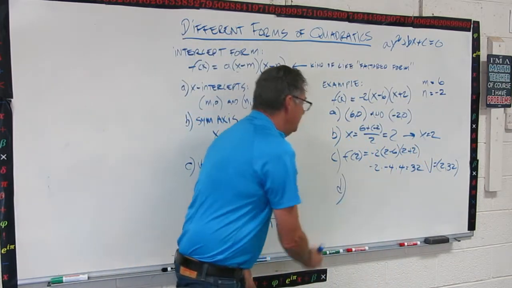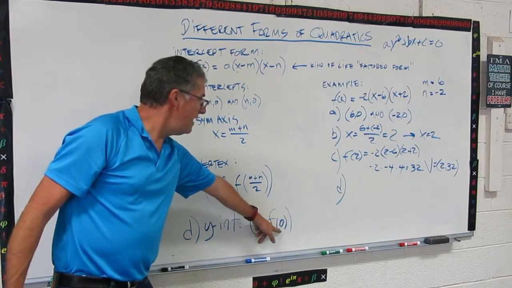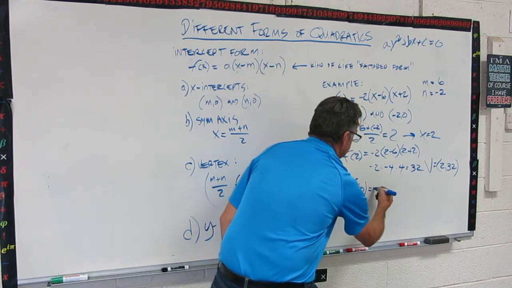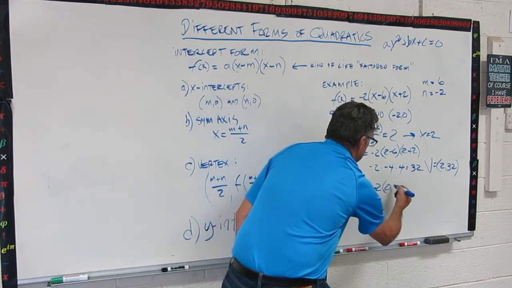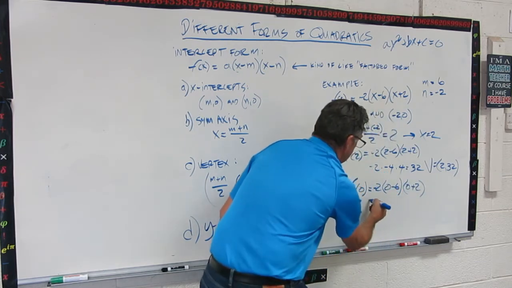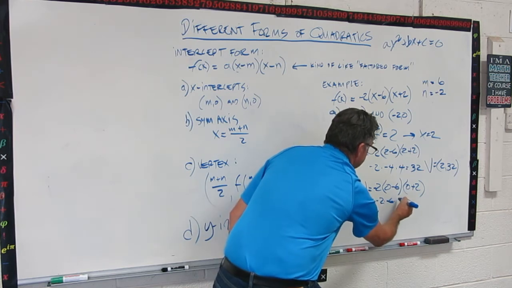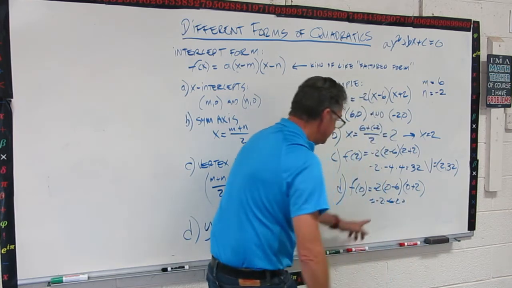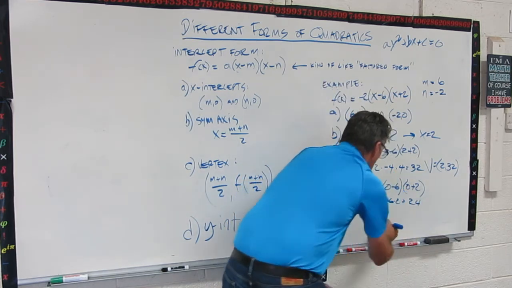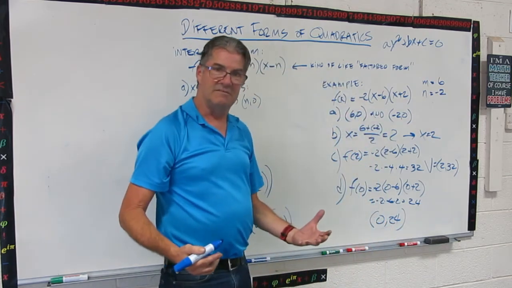And last but not least, the y-intercept. Let's go to D. We have 0, that's just the x value. We need to find out what f of 0 is. So let's do that. F of 0 equals -2 times 0 minus 6 times 0 plus 2. That's going to be -2 times -6 times 2. So this becomes positive 12 times 2, which is 24. So the y-intercept is (0, 24), like that.